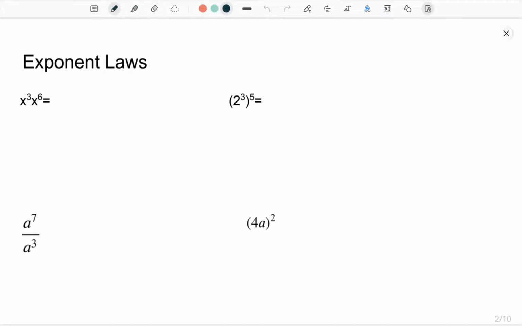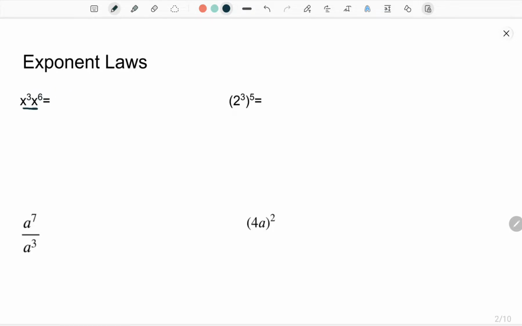Quickly recap some of our most important exponent laws here. So the first exponent law we want to look at is what happens if you multiply two things with the same base, and that's very important. They both are x's here. And what happens to the exponent? So that's why we call it exponent laws, because we're going to be affecting the exponent.